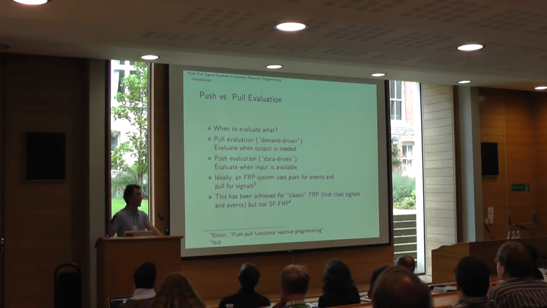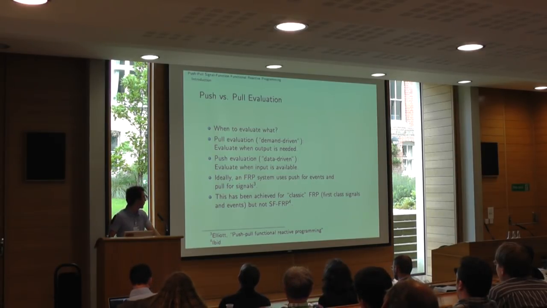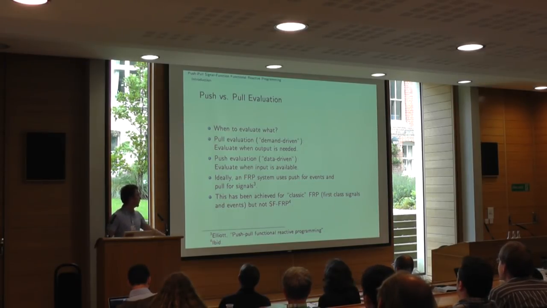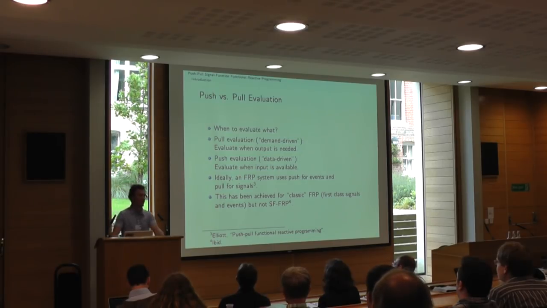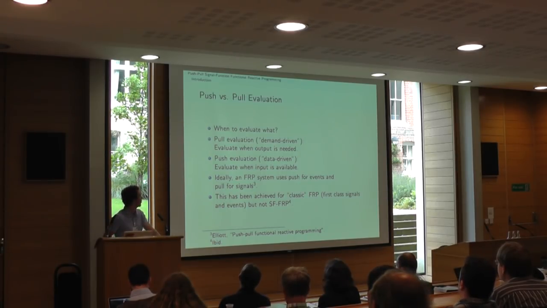So push evaluation, or data-driven evaluation, is evaluating when we have some input available. It'd be very nice to be able to do this for events while still using pull for signals to get as fine a resolution on signals as we can. So this has been done for the classic FRP formulation where you have events and signals as values. This was done by Conal Elliott a couple of years ago, presented at ICFP. But it's not yet been done for signal function FRP for a couple of reasons.